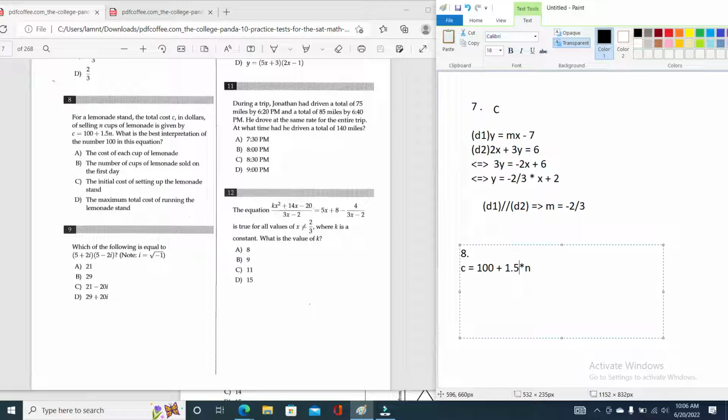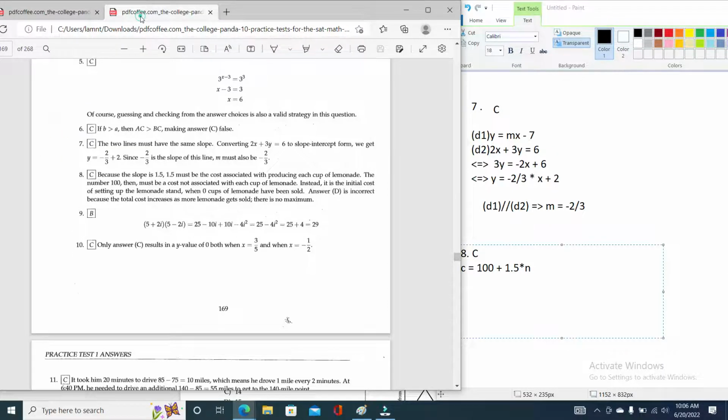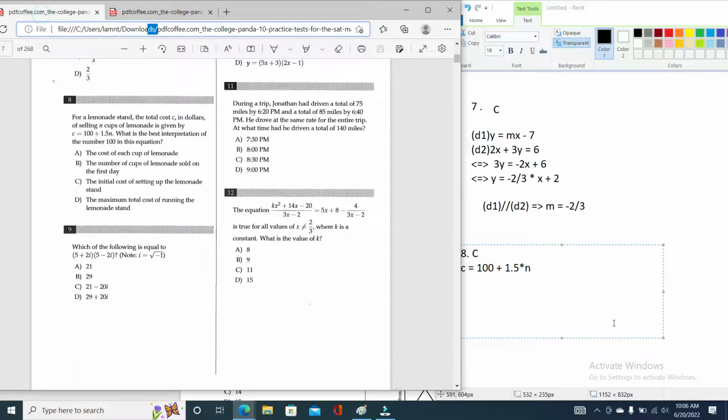So I think that's the initial cost of setting up, right? Because each 11 cups is going to cost 1.5 dollars. But you also have to add in the initialization cost, right? So obviously the answer is C, the initial cost. It is C indeed. Okay, number 9.